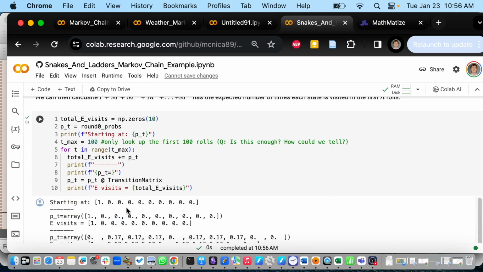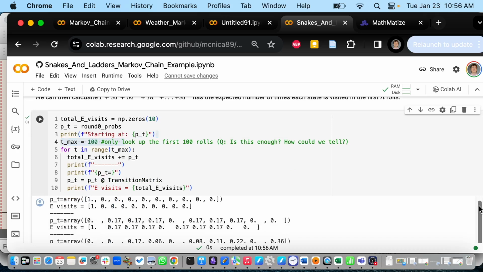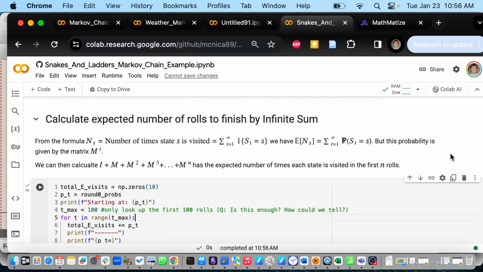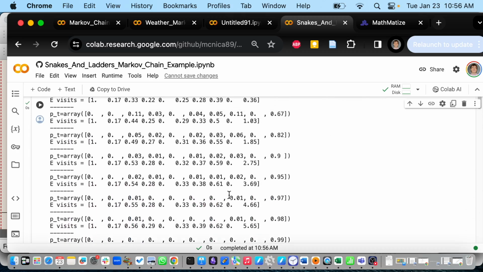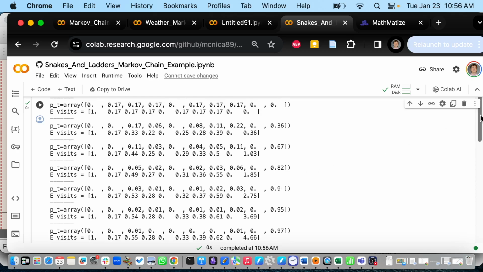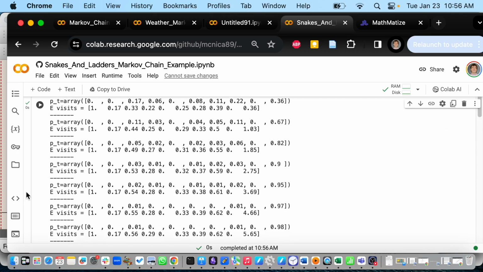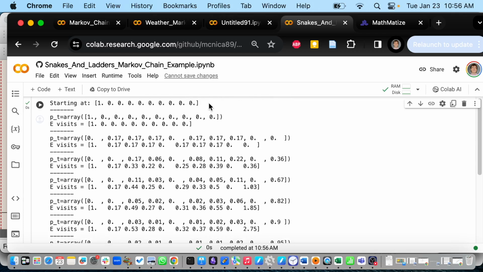Okay, gotta get to the right thing. So I start at some vector. I start at the vector, which is 100% of the time you're in state 0. Let's see. Can I finagle this to do what I want? Okay, so you start at the vector of 100% of the time you're in state 0, and then you're nowhere else.